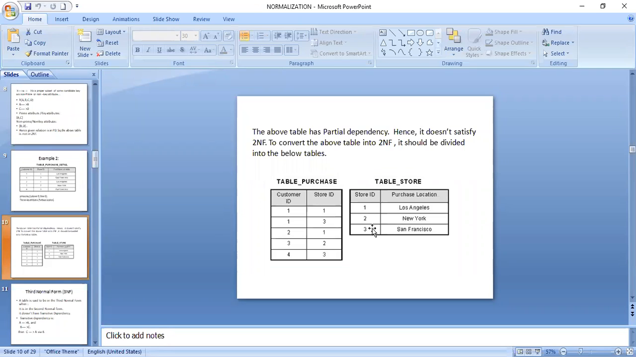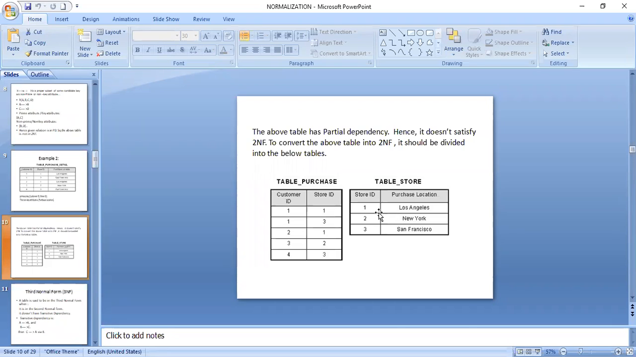Is this clear? This is what is second normal form. Only two conditions: one, it should be in first normal form, and the second, it should not have partial dependency. So if you find some table having partial dependency, it means that it should be divided. If it is having partial dependency, it means that it is not in second normal form. So to convert it into second normal form, you should divide the table into two parts like this, where one attribute determines the other attribute.